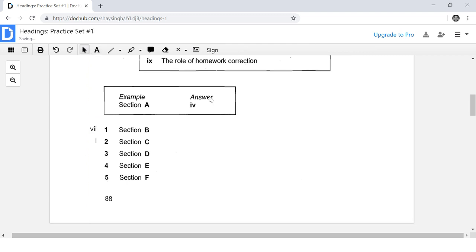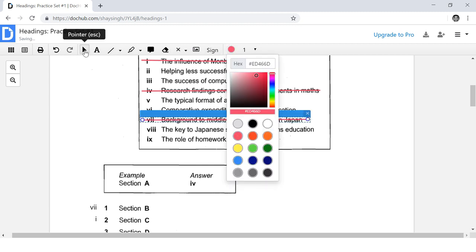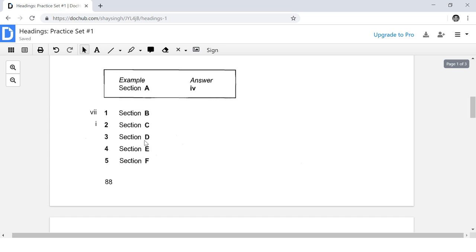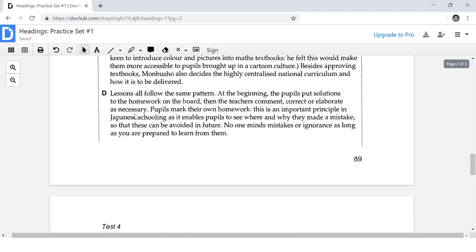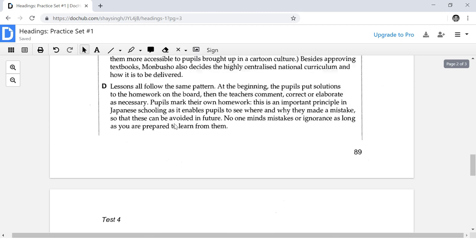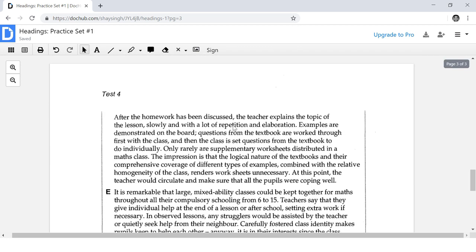Let's put that there, and if it helps you, you can also go ahead and just put this line across it. Great. Now let us move on to the next paragraph, section D. So again, in section D, we have 2 paragraphs. So again, we're going to be doing the same thing. I'm going to read the first sentence in the first paragraph of section D, and then I'm going to read the first sentence in the second paragraph of section D.